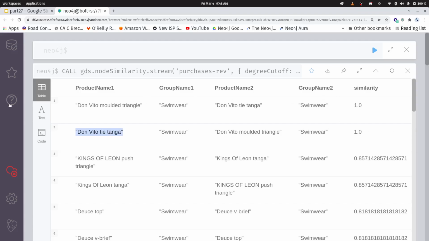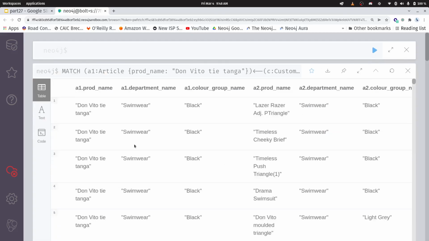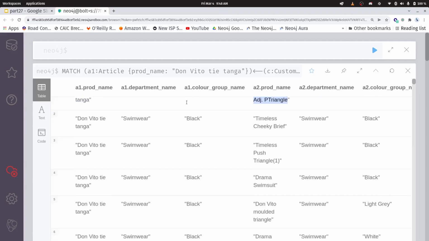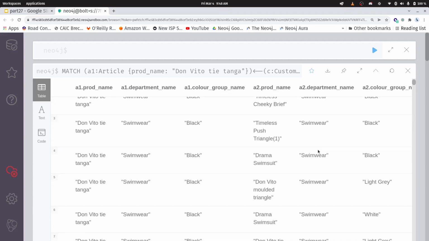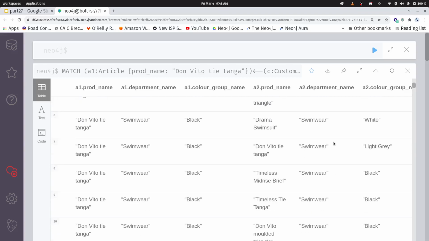So it would make sense that if somebody is purchasing the top of the bathing suit, they're also probably going to purchase the bottom. Now, let's look at that one that I have highlighted there, the top of the bathing suit. I want to know, of the customers who purchased that top, what else did they purchase? Okay, so let's give this a run. Now, what I see here is that the people who purchased that top also purchased some of these other bathing suits, and they all happened to be black. People purchasing black bathing suits might purchase complementing bathing suit colors. And so that kind of makes sense.